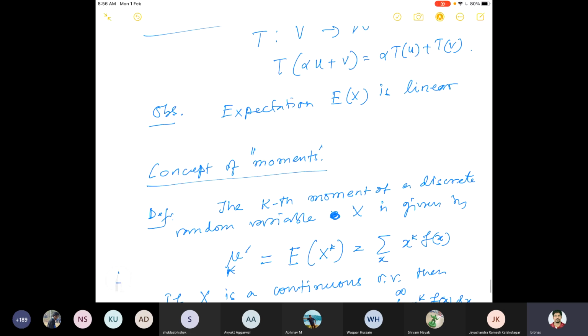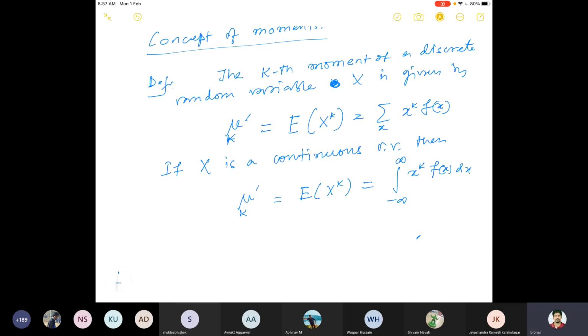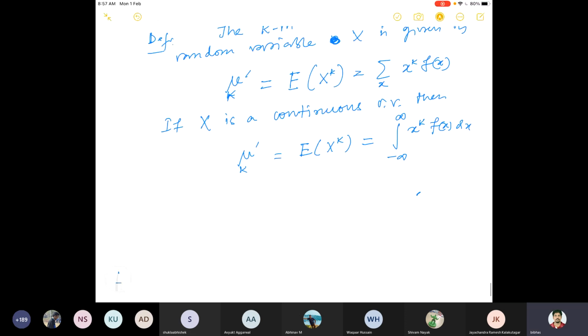So this word moment is actually from physics. Okay. Now, who can tell me? Any physics student? What is moment? It comes from the field of physics. Can anyone tell me what is moment, or let's say, moment of inertia, something like that? What is moment of inertia? So just distance multiplied by.